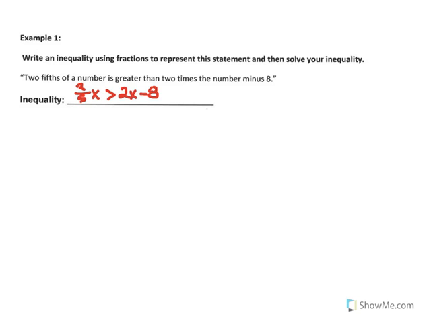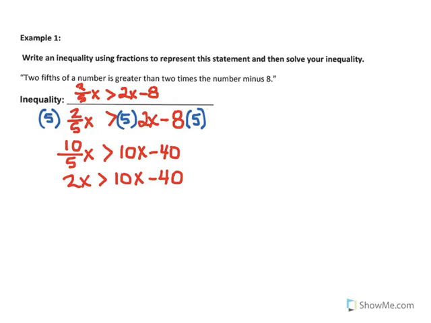Although we only have one fraction, we're not going to change it. We will multiply each term by the least common multiple. So because we only have one, we know that that multiple would be 5. Once you multiplied each term times 5 and simplified, you should have come up with 2 times x is greater than 10 times x minus 40.